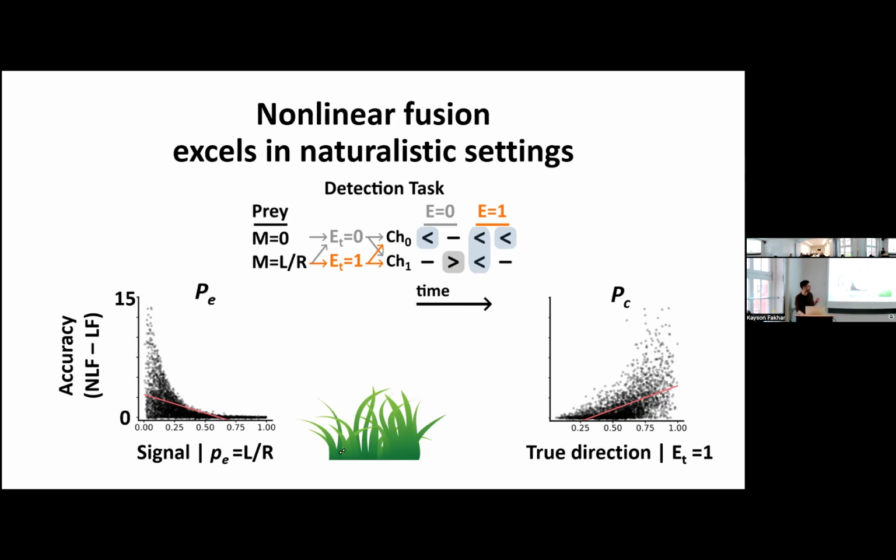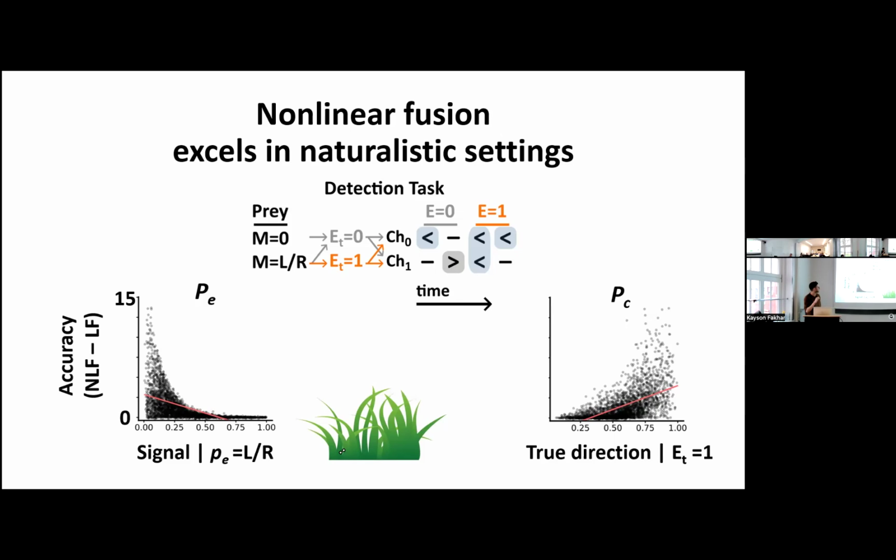On the x-axis is the value of each parameter, and on the y-axis is the difference in accuracy, nonlinear fusion minus linear fusion. So when it's positive, nonlinear fusion is performing better. What we found is that nonlinear fusion always performs better than linear fusion. So this difference is always positive, and that's actually by definition.